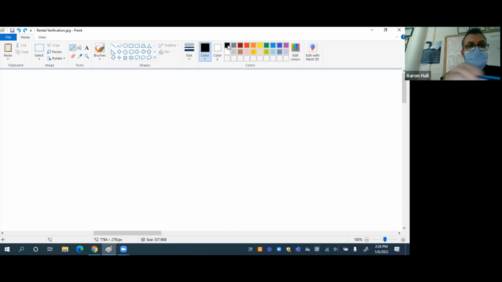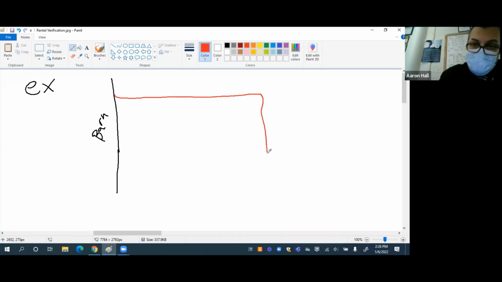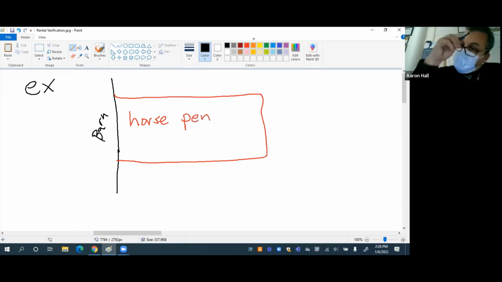Okay. Here is the example. I have a barn, and I'm going to use the side of the barn as one of the sides of a pen for my horses. There's my horse pen, and this is going to be a rectangle with a base of X and a height of Y.